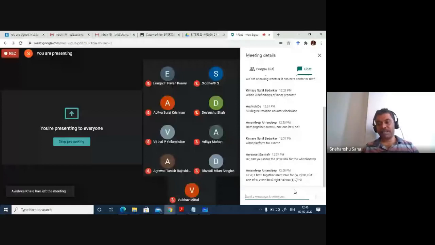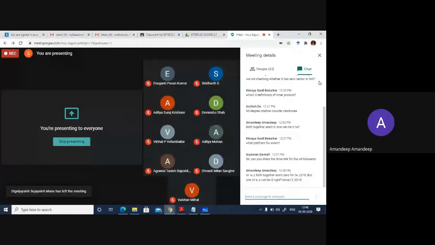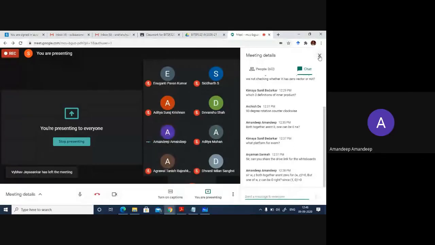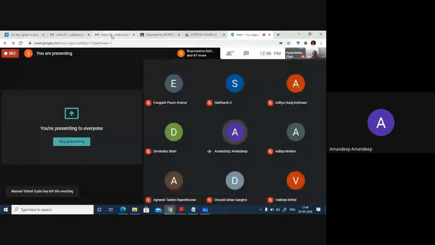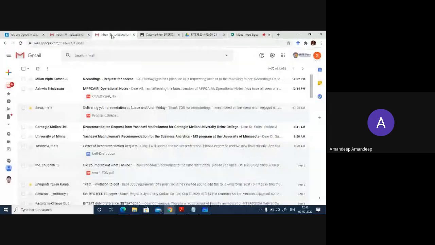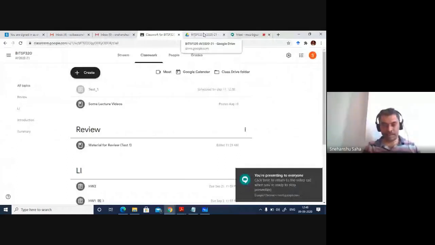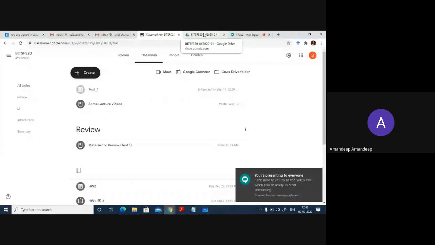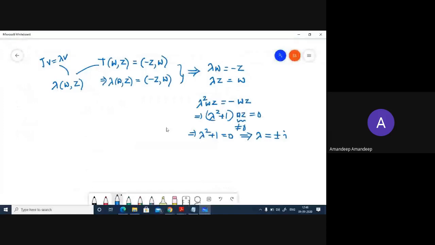Amandeep, I don't know how you are reading this, but the way it is, W and Z both are non-trivial. That's the assumption. In the previous solution, T of W comma Z takes us to minus Z comma W, right? Correct. So here W comma Z cannot be the 0 vector. That's the condition that should hold. So W and Z both together cannot be 0.